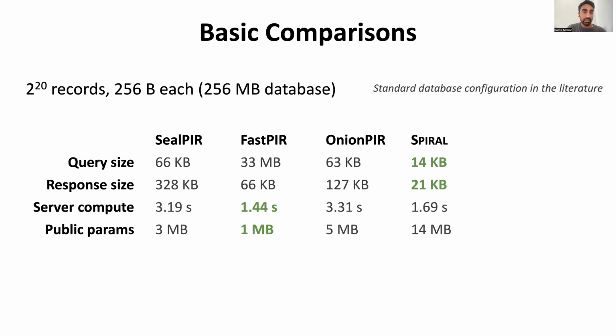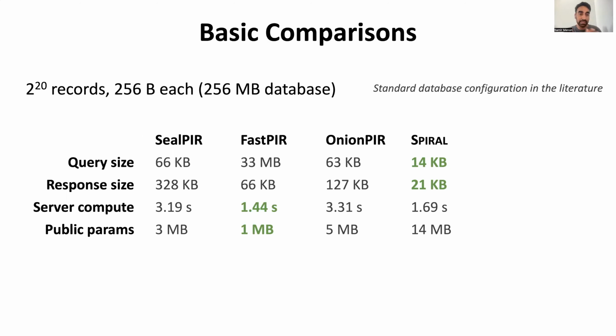One big benchmark database that people use is 1 million records at 256 bytes each. That's because it gets used a lot in metadata private messaging contexts, where the messages are assumed to be kind of small, like 256 bytes. And even on this kind of benchmark, you can see we do better on query and response size.